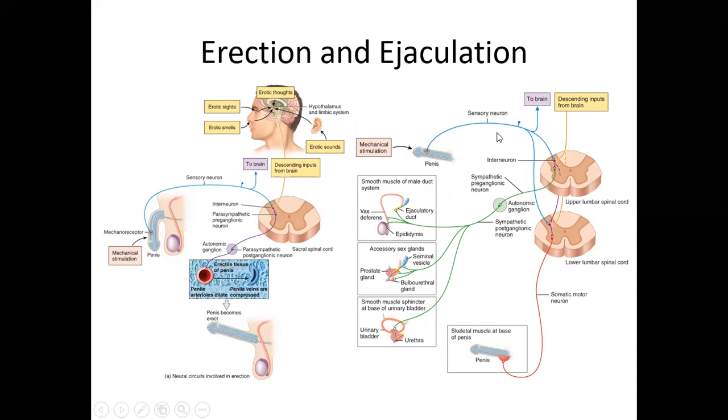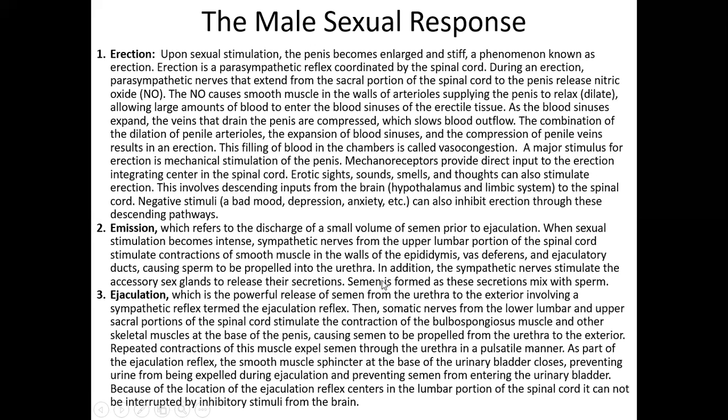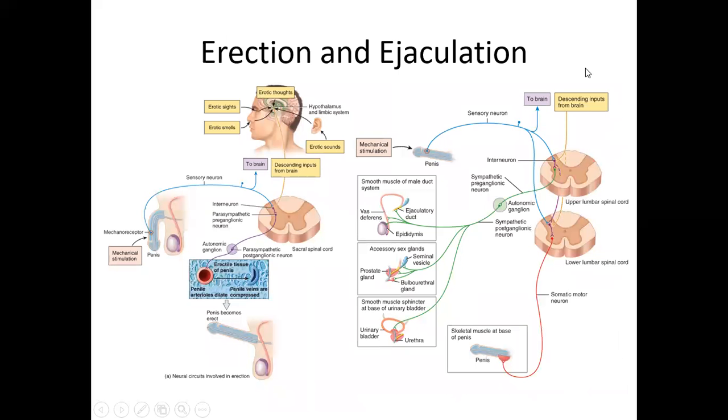So this side of our figure is the erection. Over here on the left side is showing you all the different parts that are going to be involved with emission and more so ejaculation. Emission is going to refer to the discharge of a small volume of semen prior to ejaculation. When sexual stimulation becomes intense, sympathetic nerve fibers from the upper lumbar portion of the spinal cord stimulate contractions of smooth muscles in the walls of the epididymis, the vas deferens, and the ejaculatory ducts, which is going to start the movement of the sperm being propelled into the urethra.